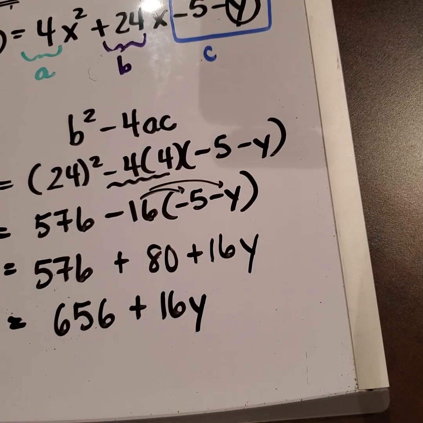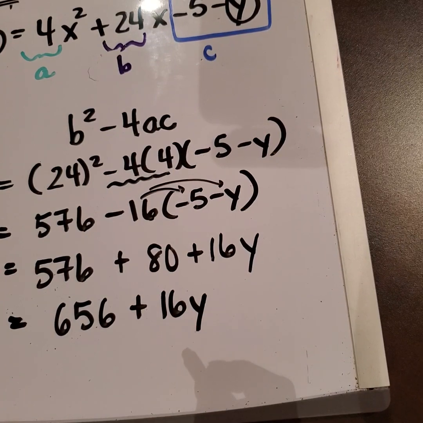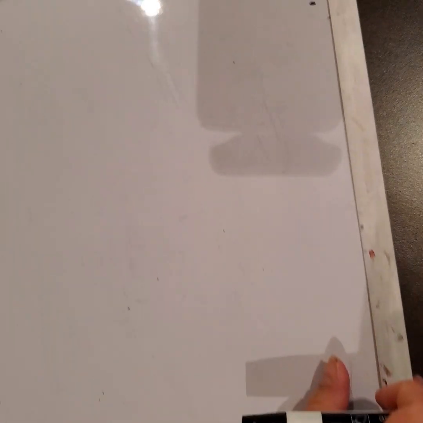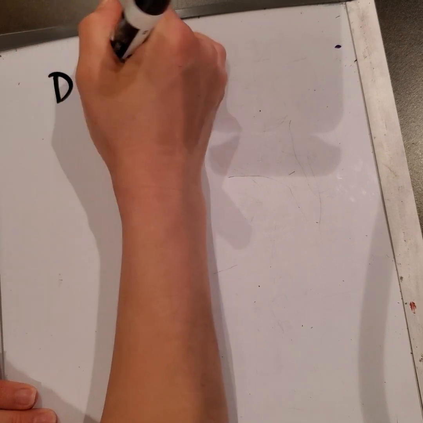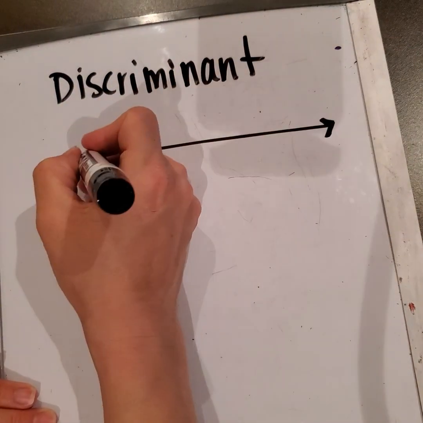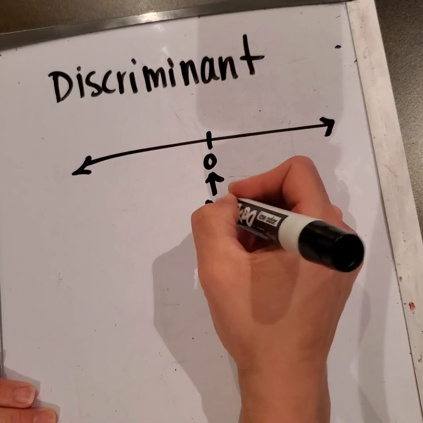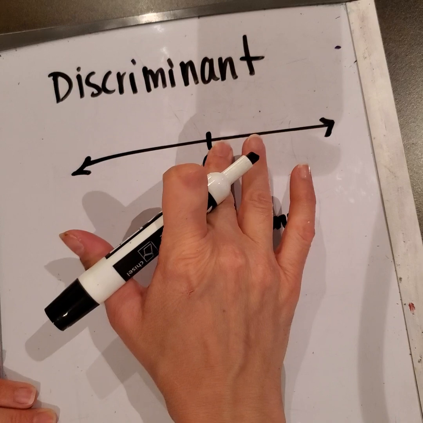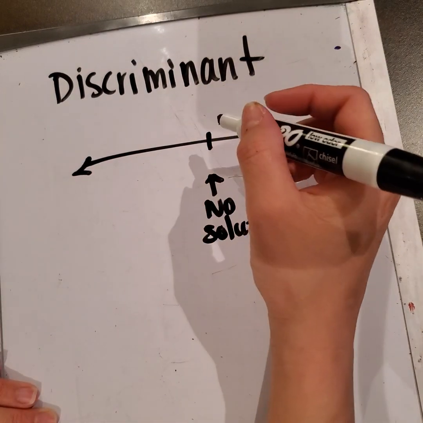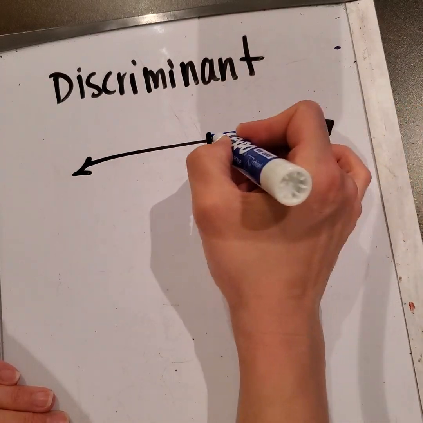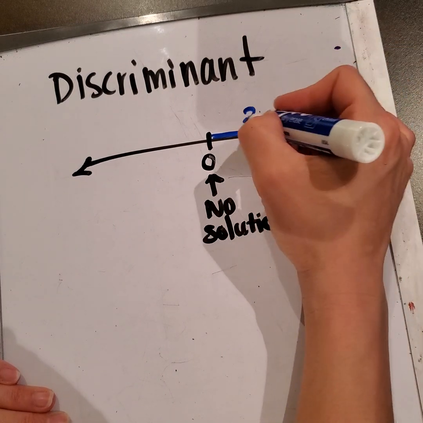Okay? Now, the question says that this equation has no solutions. And so, if you like to think of this in terms of a little number line here, when we talk about the discriminant, if the discriminant is 0, we have one solution. If the discriminant is positive, we have 2 solutions.